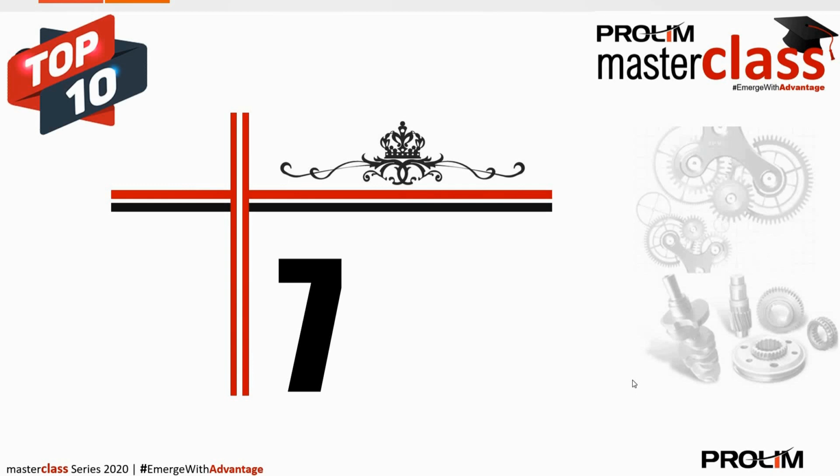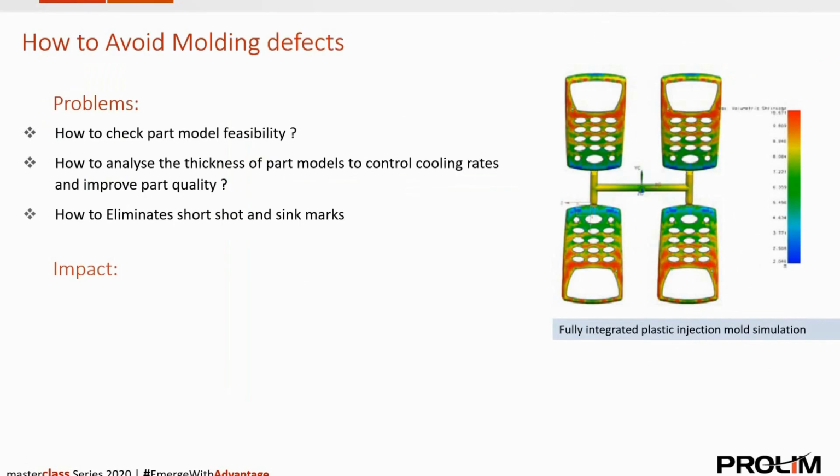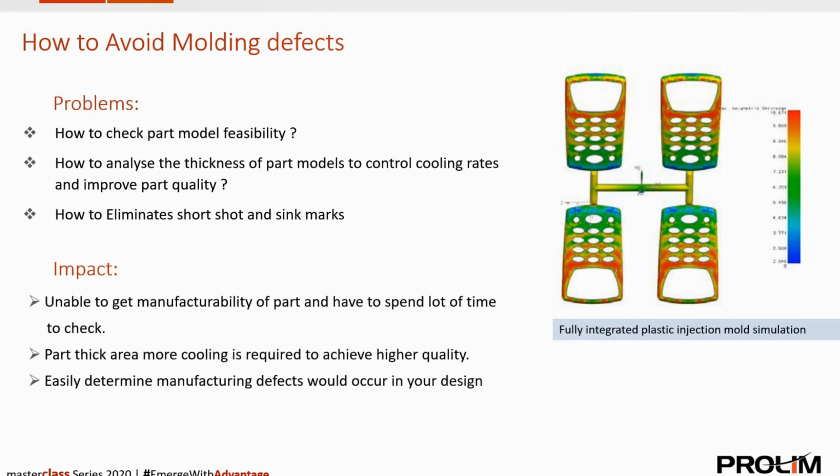Number 7. How to avoid molding defects. Major problems are: how to check part model feasibility, how to analyze the thickness of part models, control cooling rates and improve part quality, and how to eliminate short shots and sink marks. The impact of these problems is that you are unable to determine the manufacturability of the part and have to spend a lot of time checking part thickness areas, where more cooling is required to achieve higher quality. Easily determine whether manufacturing defects would occur in your design.